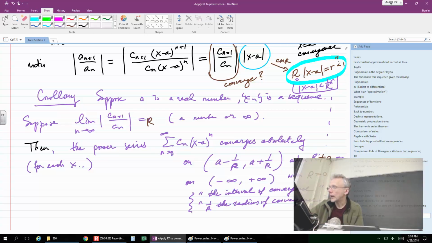So what we have here is there are more cases to worry about. So these are two cases. There is the third case, r is equal to 0. I'm sorry, r is equal to infinity. Then it converges for a single value. It converges for a single value of x.